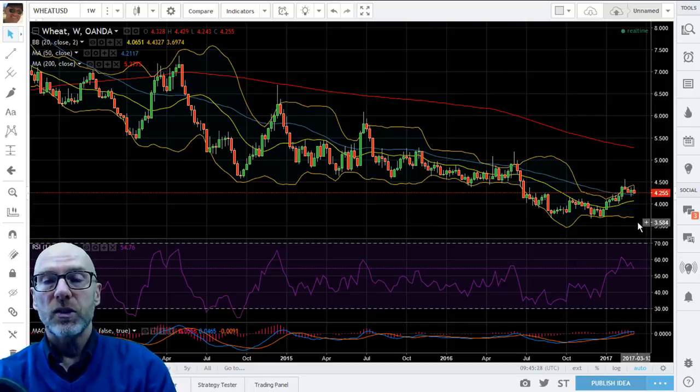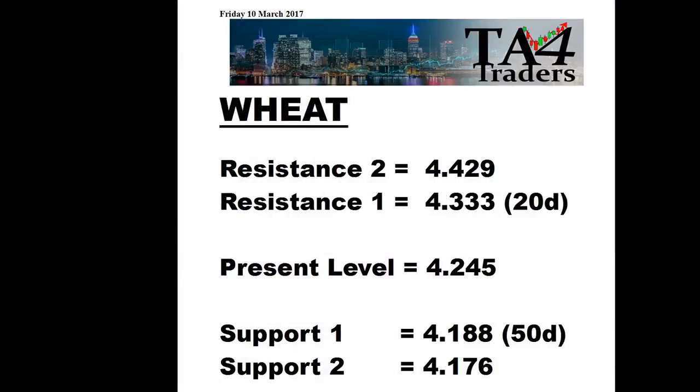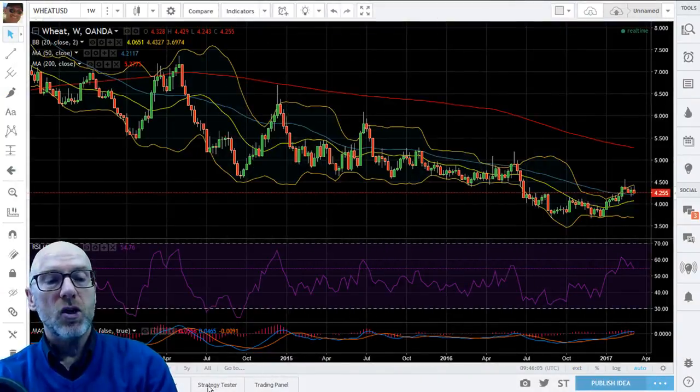Certainly the daily picture looks negative. This weekly is not as bad. So let's just see what happens in the daily and see if it can move back into the uptrend. On the support resistance levels, we've got the resistance at the 20-day, as we said, is rolling down, 4.333, and then at 4.429. And we've got immediate support at the 50-day, which is still tracking upwards at 4.188, and then at 4.176.